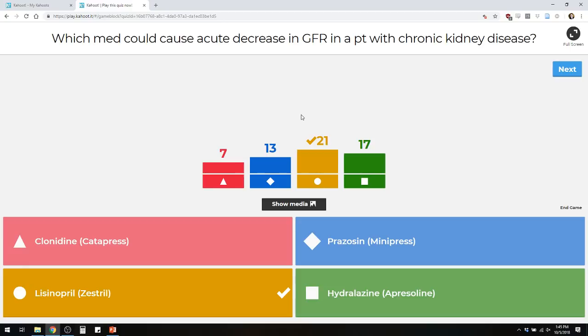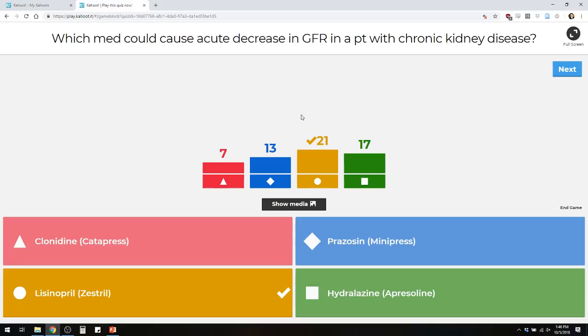But again, lisinopril, how is that going to affect GFR? Exactly, you're decreasing Ang2 production. Ang2 normally does what to the efferent arteriole? Constricts it. So if I get rid of that, it's going to cause it to dilate. That relieves that pressure on the glomerulus. So with a patient with chronic kidney disease who really needed that Ang2 around to keep that pressure up, now it's gone. You can have an acute decrease in GFR there.